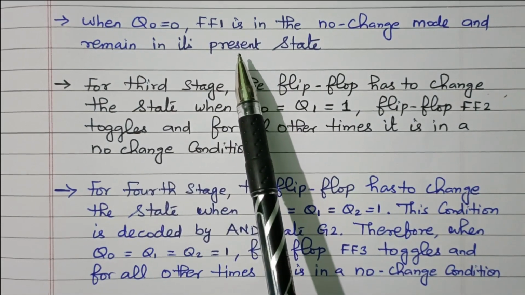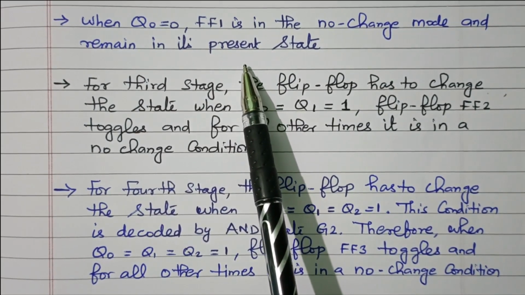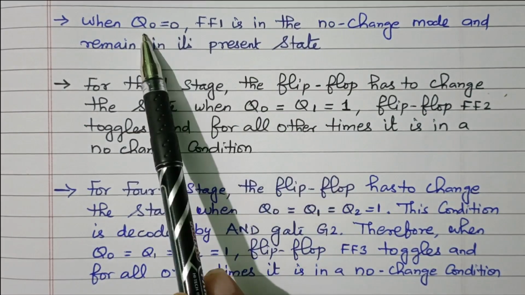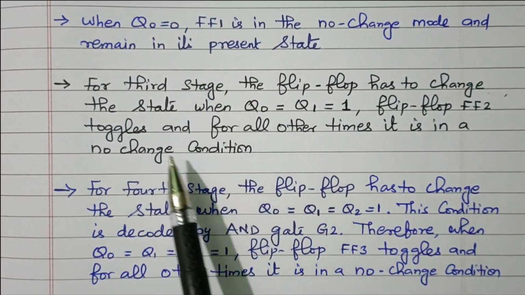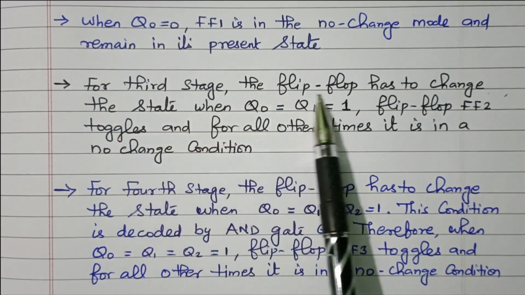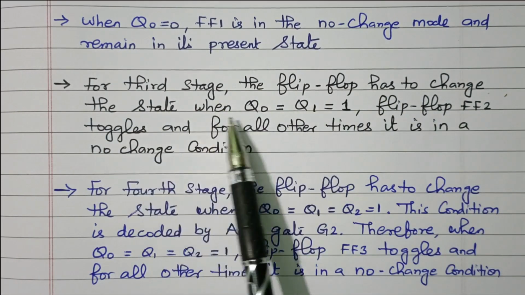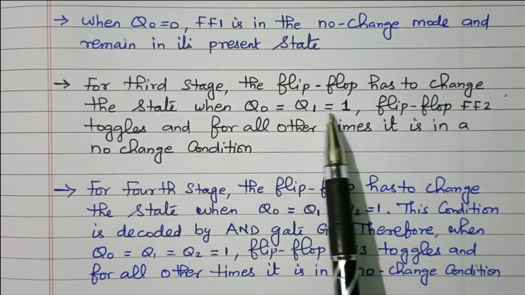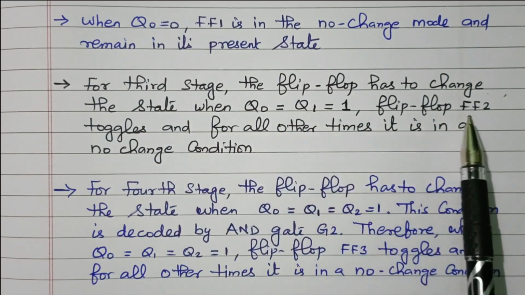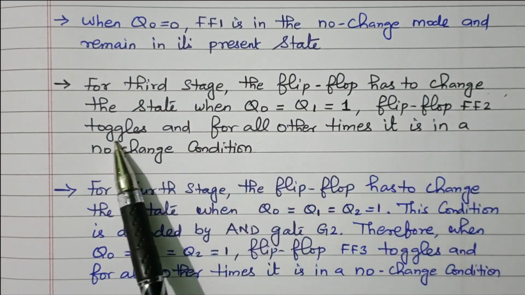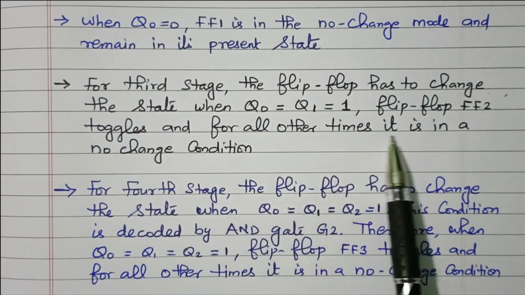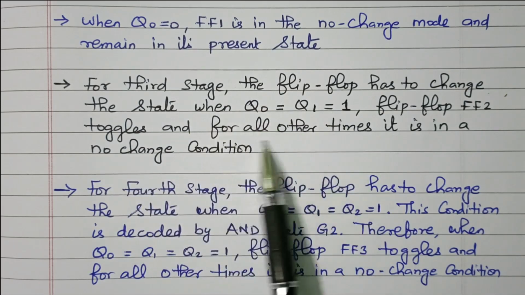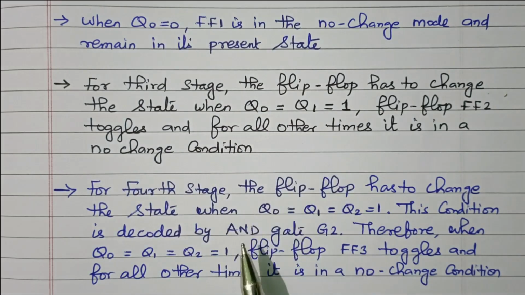Right. So the second flip-flop works based on the output of the first flip-flop. Q0 is 0 means same state. Q0 is 1 means toggle. For the third stage, the flip-flop has to change when Q0 and Q1 are 1, because we connected them through an AND gate. Both are 1 means flip-flop F2, that is the third flip-flop, toggles. And at all other times it is in the no change condition. If any one is 0, it means no change. Both are 1 means toggle.